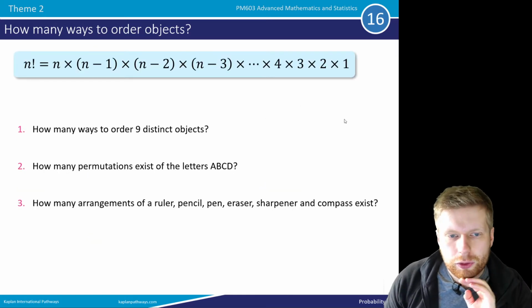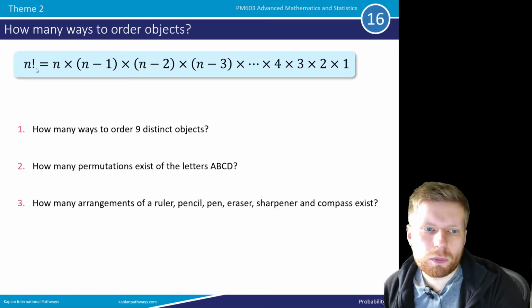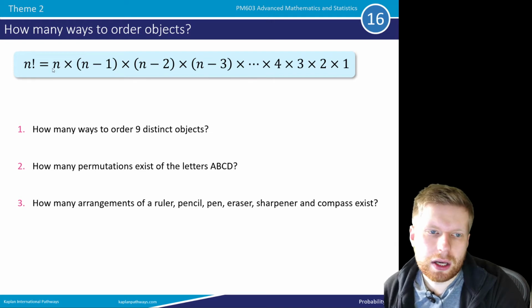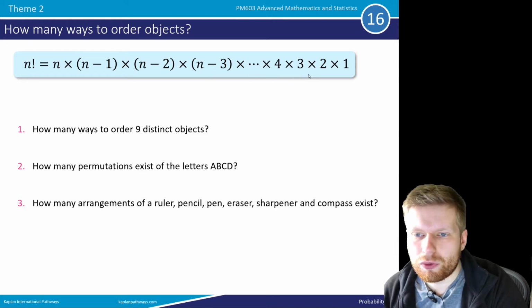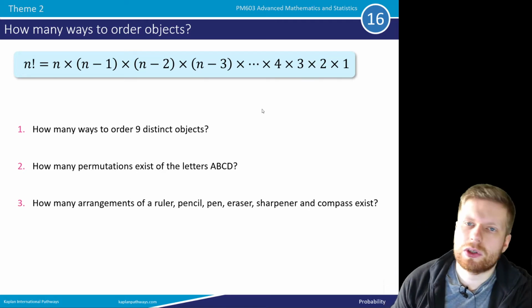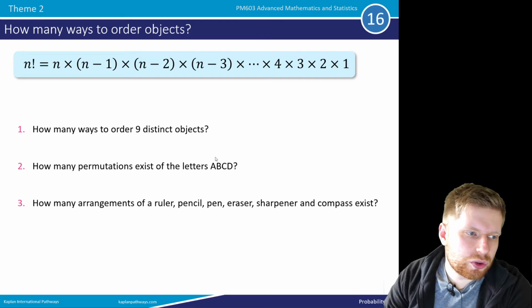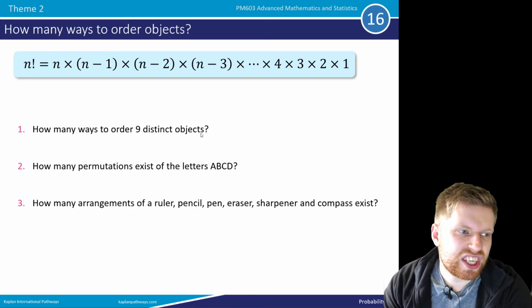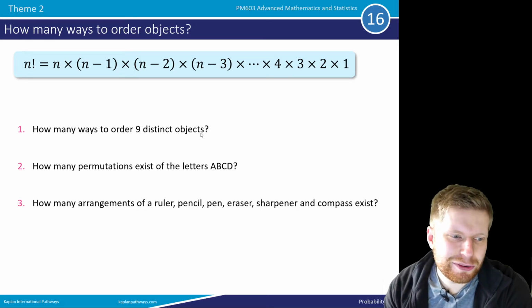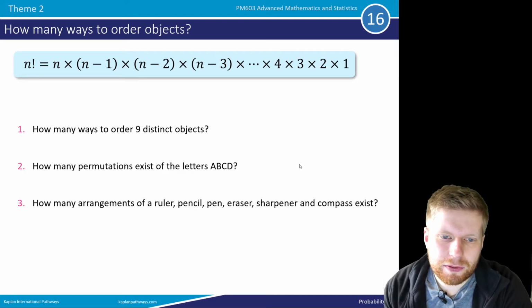Okay, so in general then, the number of different ways of ordering n objects into a line would be n times n minus 1 times n minus 2 times n minus 3, right the way down to 4 times 3 times 2 times 1, or just simply n factorial. So maybe you might want to pause the screen and have a go at these 3 questions here. They shouldn't be that difficult, but they should be fairly obvious.